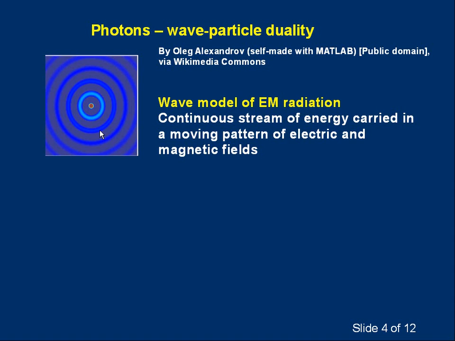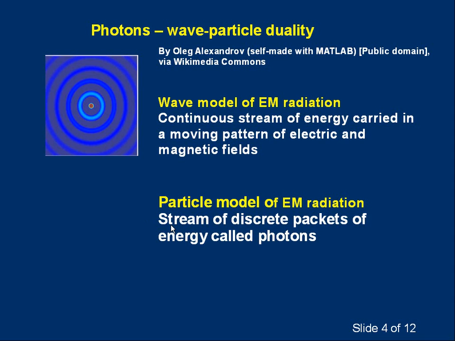Well, about 1900, physicists realized that electromagnetic radiation didn't always behave like waves. Sometimes it behaved more like lots and lots of tiny particles of energy. And that's called the particle model of electromagnetic radiation. It says that rather than the electromagnetic radiation being waves spreading out like this, the electromagnetic radiation is really a stream of discrete, that means separate or individual, packets of energy called photons, almost like little particles of energy, lots and lots of them. Each is called a photon.